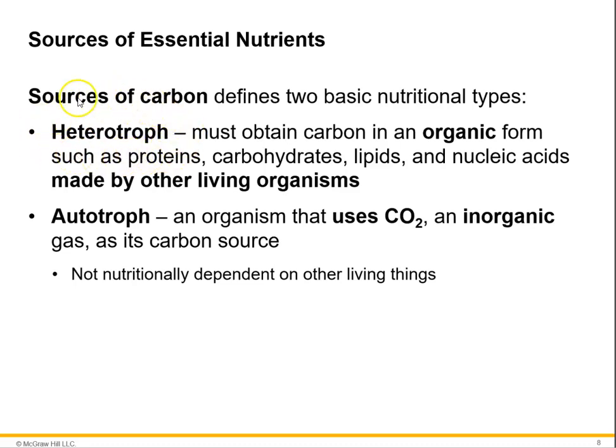Heterotrophs are going to obtain their carbon in an organic form, so proteins, carbohydrates, lipids, nucleic acids, and they're going to obtain it through other living organisms. Autotrophs, on the other hand, are going to use inorganic carbon, so CO2, and they do not need to obtain that from other living things. Okay, so we are heterotrophs, just to give an example. And an example of an autotroph would be something like a plant that takes its CO2 from the atmosphere.